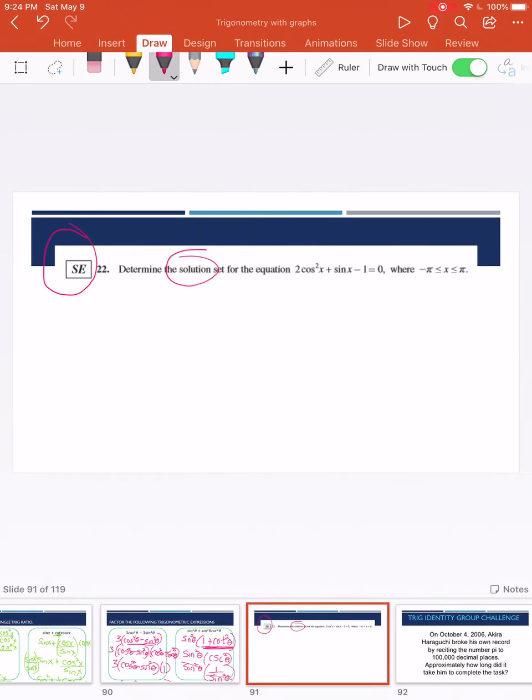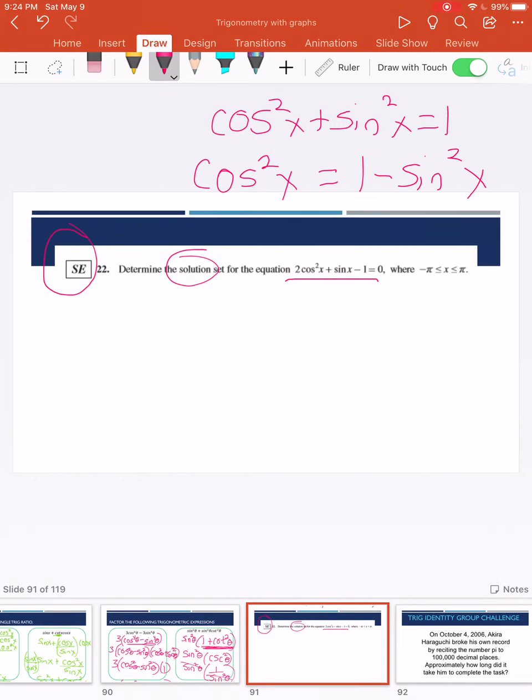So the problem here is you can't factor anything. You can't solve for anything because you have two different trig functions in this statement. So I need one trig function. If you remember, we saw that cos squared x plus sine squared x equals 1. So if we were to rearrange this equation, we could rearrange it as cos squared x equals 1 minus sine squared x. Now I can actually substitute that 1 minus sine squared x in for that cos squared x.